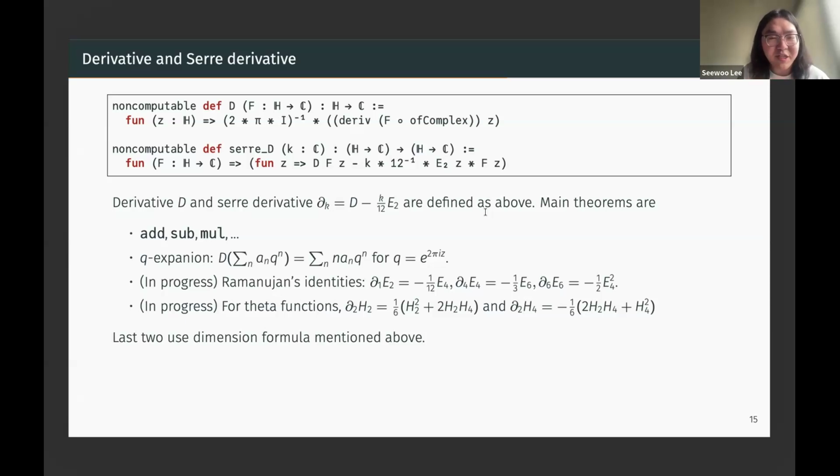And there are already formalized but not yet merged PRs by Cameron and Claude, where we really need Ramanujan's identities about the derivative of Eisenstein series. And we also need similar identities for this set of functions. And the last two use the dimension formula for level 1 mentioned below, previously by Chris.